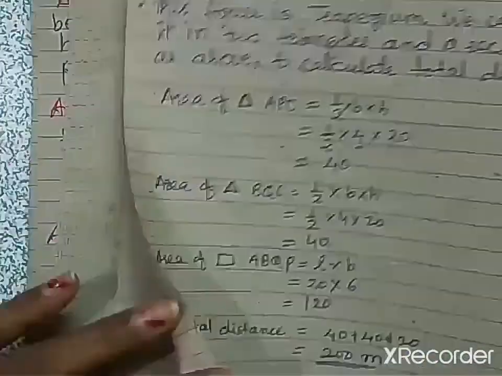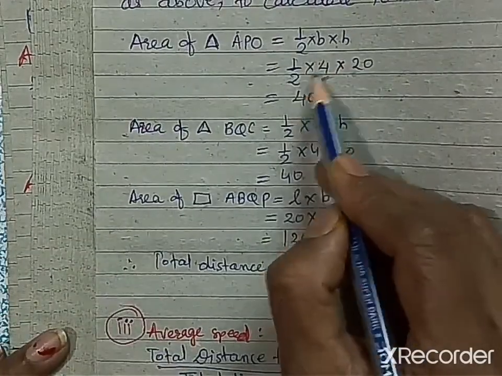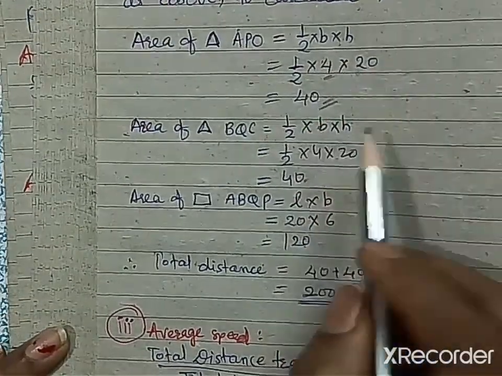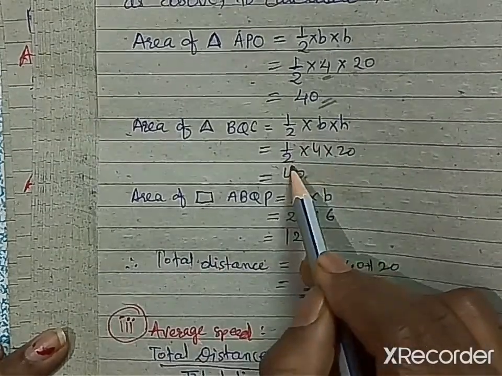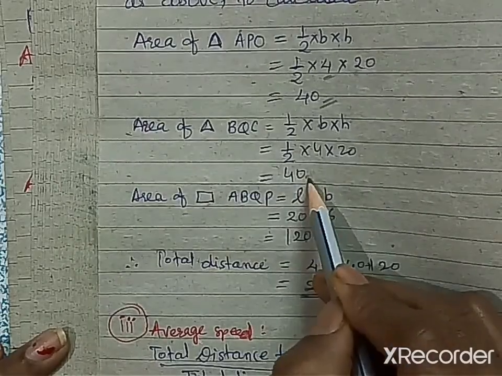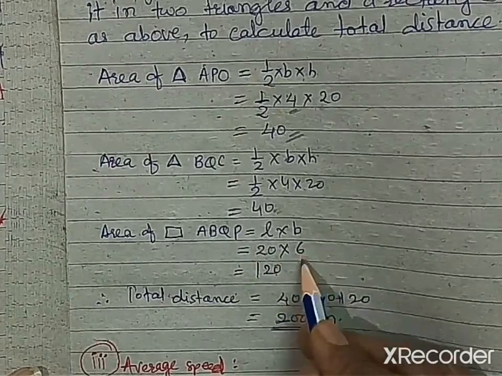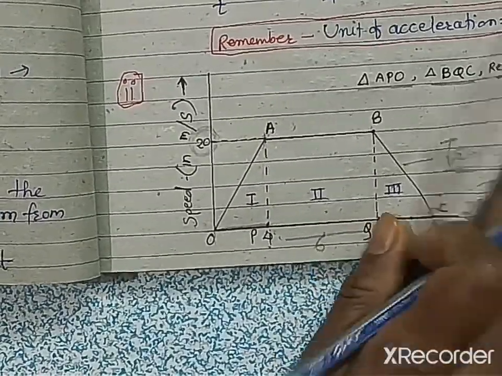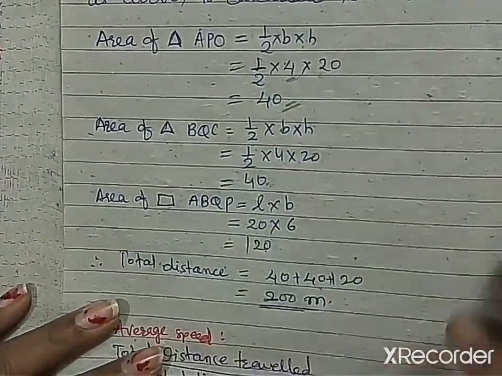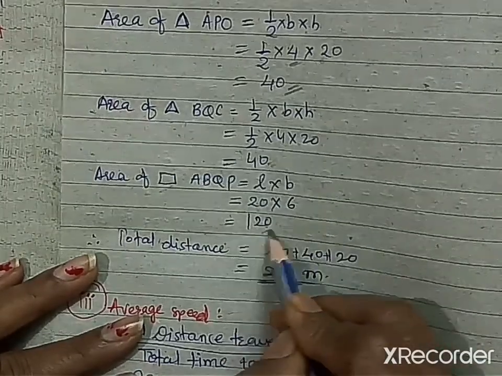Okay, so let's see the calculation now. 1/2 into b into h, so 1/2 into 4 into 20, it will become 40. Then for the second triangle, we do the same because the values are the same, 1/2 into 4 into 20, it is 40. Then for this rectangle, the length is 20 and the breadth is 6. How is it 6? You can see from the 4th second to the 10th second, how many seconds are there? 6 seconds. So we have taken this as the breadth. So length is 20 and breadth is 6, so it is 20 into 6, 120.